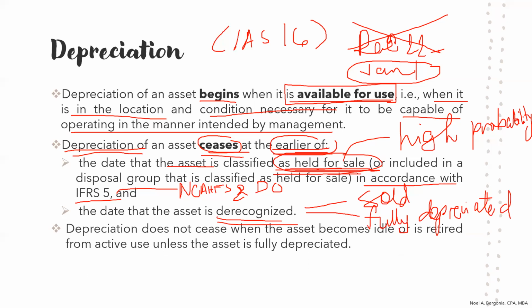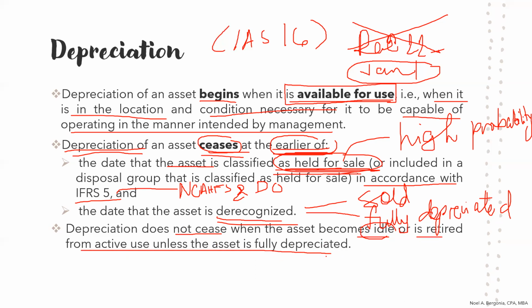Ang sabi dito, depreciation does not cease or hindi siya natatapos when the assets become idle or is retired from active use unless it is fully depreciated. So, hindi po magtatapos yung depreciation if it is idle. So meaning, tinabi mo lang siya, hindi mo naman ginamit. Kaya siya idle, no? Hindi mo siya ginamit, okay? Hindi siya used in the production, so you haven't benefited from it, okay? So hindi po natatapos dun yung depreciation.